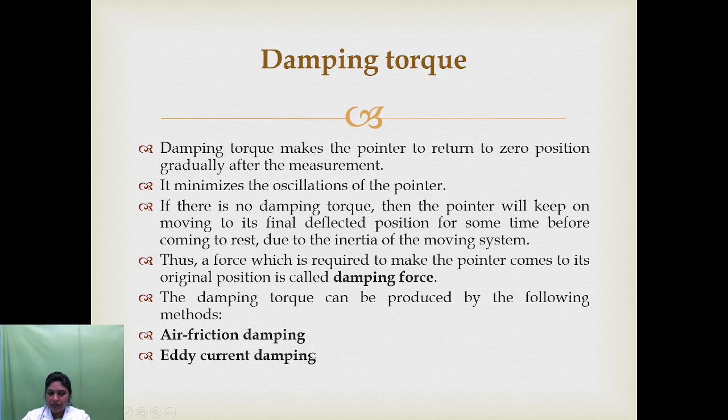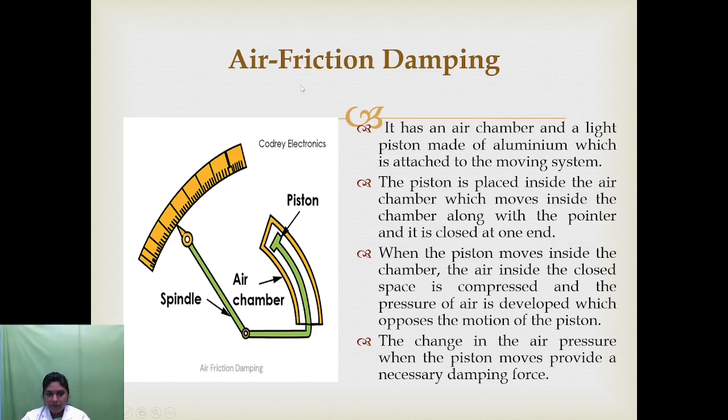So it is also the same as that of air friction. We can see this one by one, and this is the air friction damping. In air friction damping, the pointer's other end is attached to a lightweight aluminum piston, and that is attached to the moving system. The pointer is attached to this moving system.